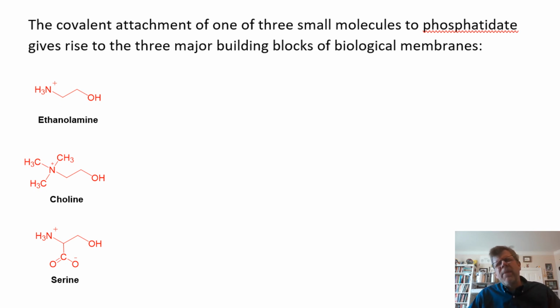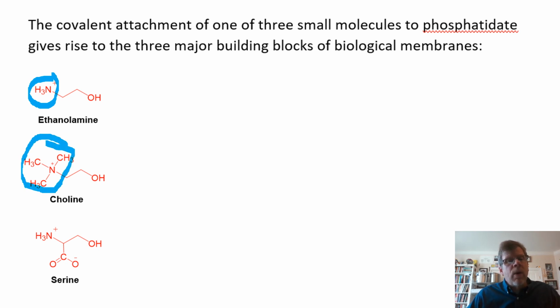If we structurally augment ethanolamine, over here we have an NH3+. If we took all 3 of those hydrogens and instead replaced them with methyl groups, leaving everything else the same, we would have a small molecule known as choline. So we have ethanolamine and choline thus far as our 2 small molecules which are going to covalently bind to our phosphatidate.